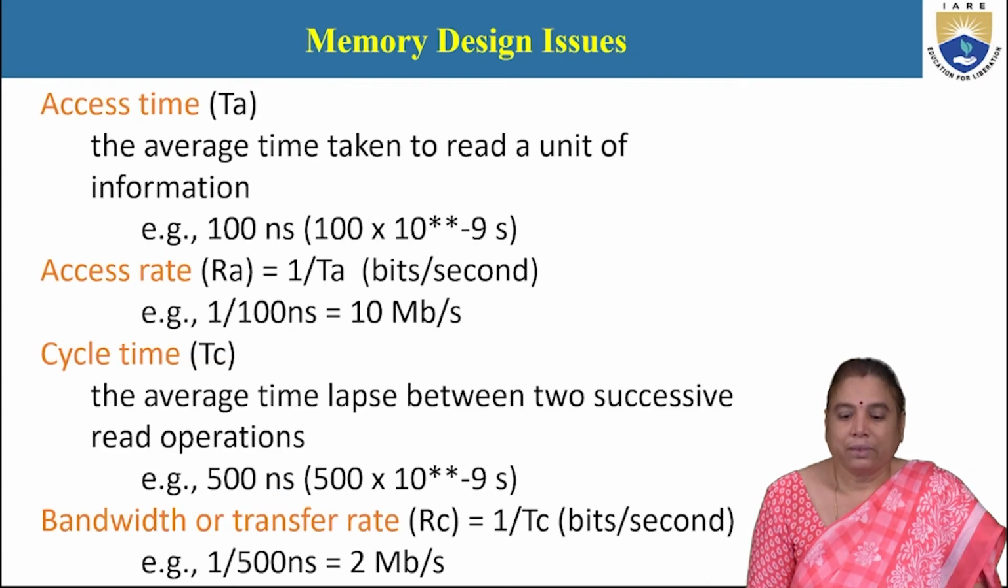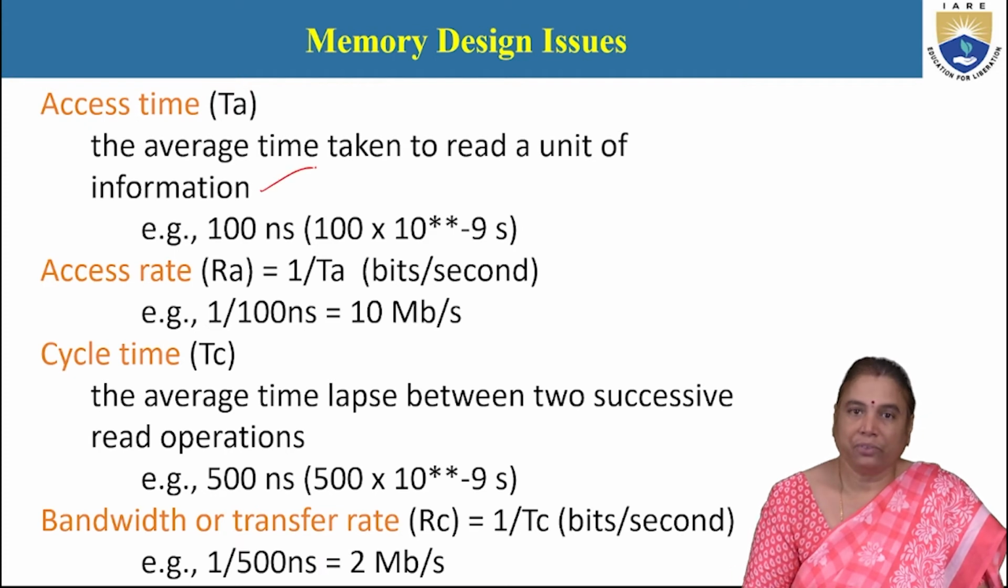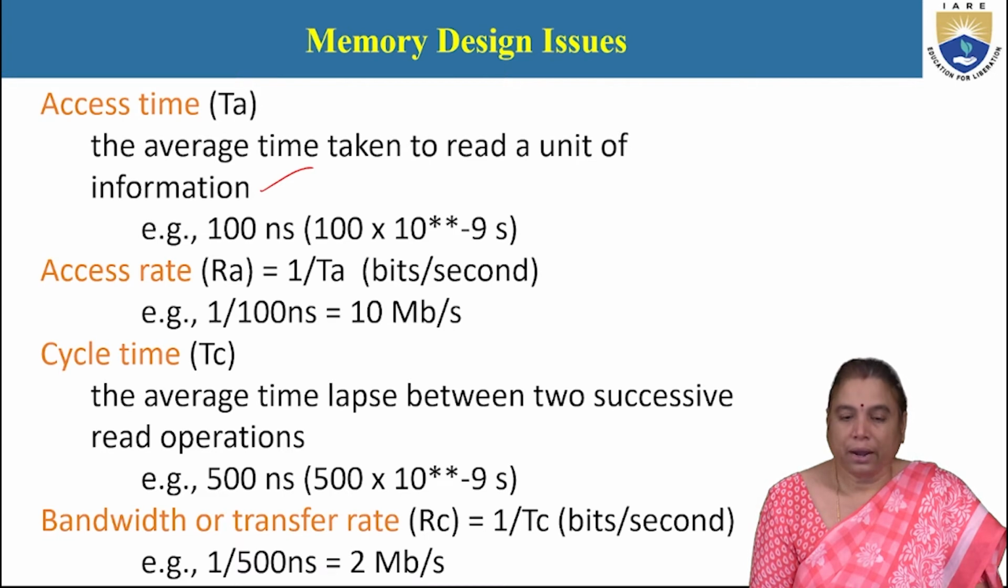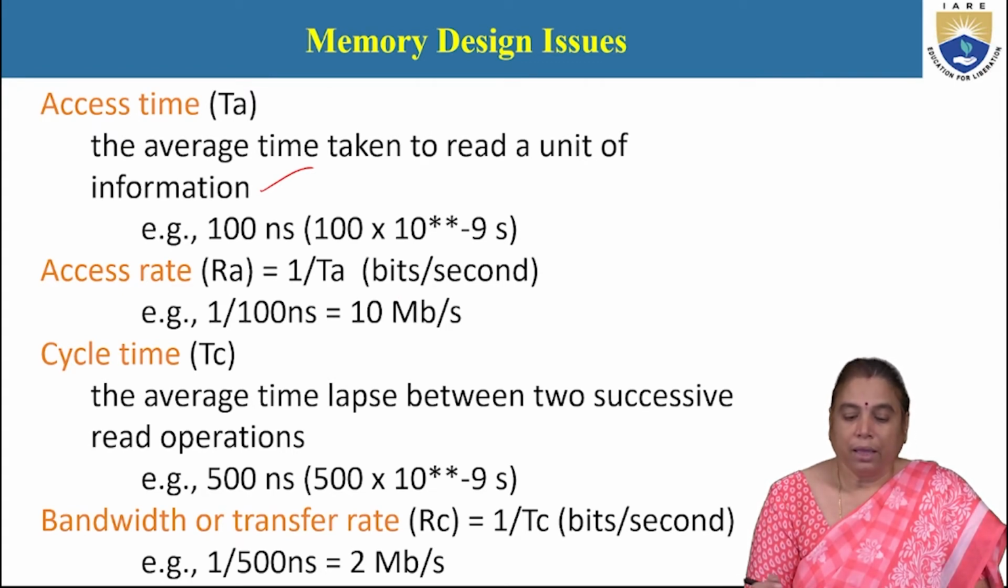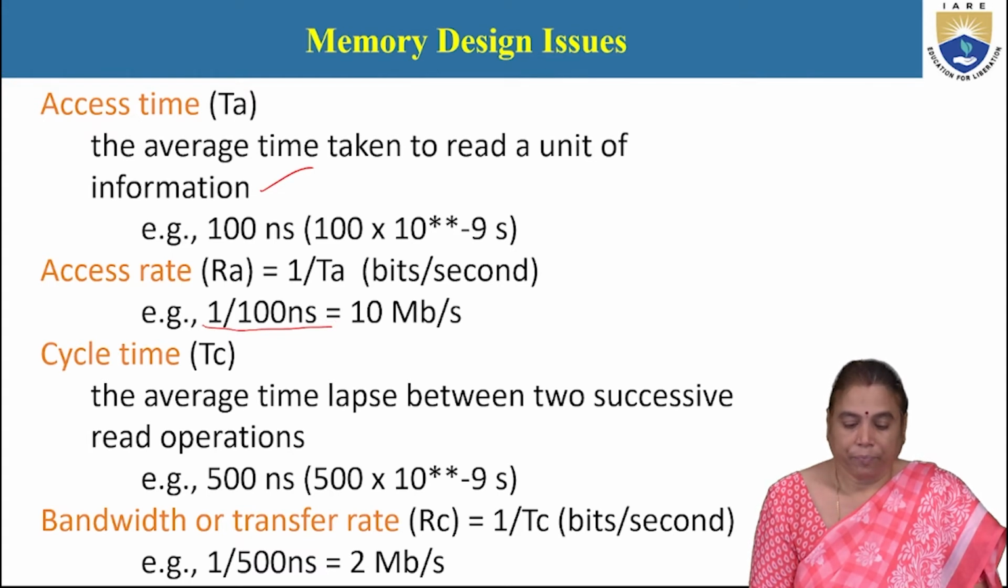What are the memory design issues? The first design parameter that can be considered is the access time. The average time taken to read a unit of information is generally referred to as the access time, for example, 100 nanoseconds. Next, access rate. Here, how many bits per second can be accessed? For example, 1 by 100 nanoseconds.